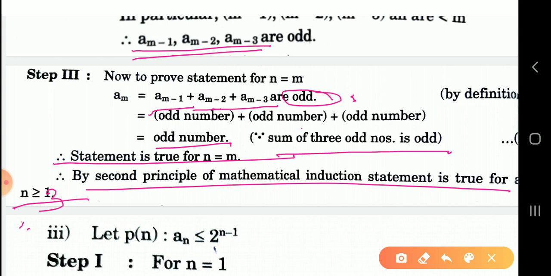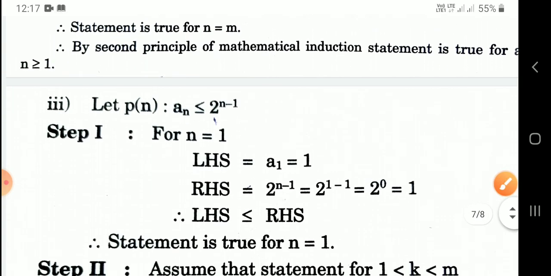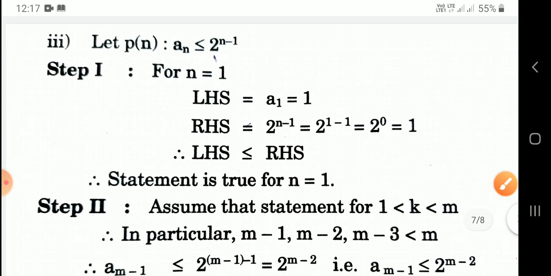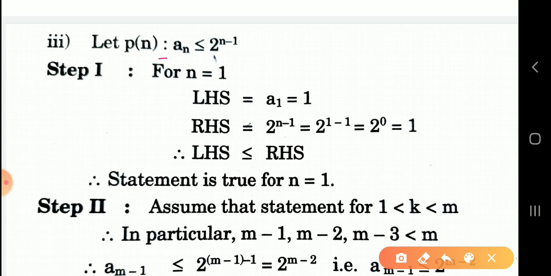Remember this thing. Okay, now we go for the third part of our example. We have to prove that an is less than or equal to 2 raised to n minus 1 for n greater than or equal to 1. Now the condition is n greater than or equal to 1. Okay, we have to prove this statement. Again we use the second principle of mathematical induction. Okay, so we start from n equal to 1.